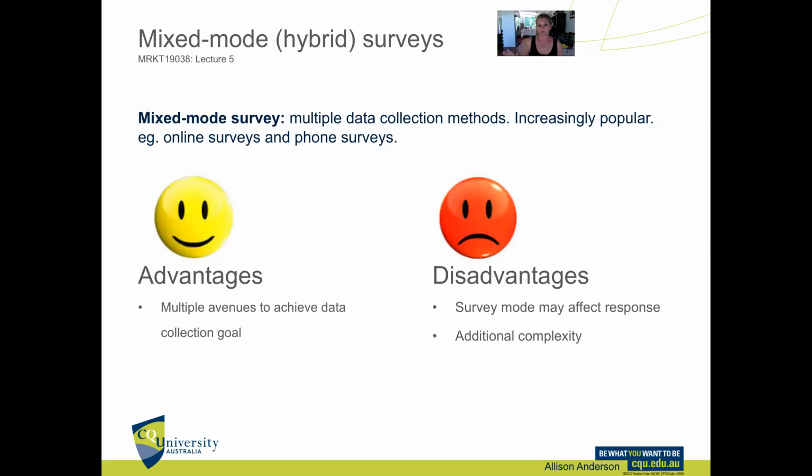Advantages are that you have multiple avenues to achieve your data collection goal, but the disadvantages are that the survey mode might affect the response. So people might be inclined, because of, say, for example, the desirability bias, you might get different answers for strange reasons in your face-to-face versus your online, for example. So it adds a level of complexity which can be quite difficult. So you'd really want to be sure that it was necessary to do a hybrid survey.